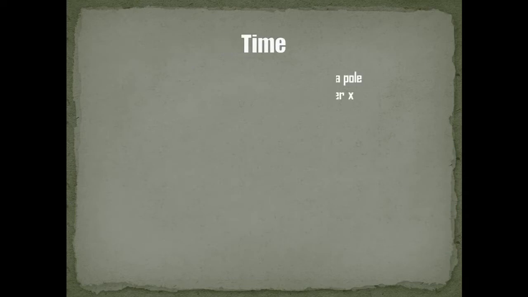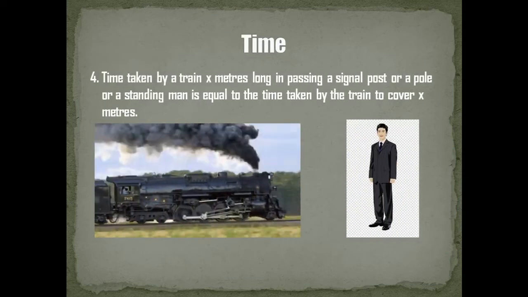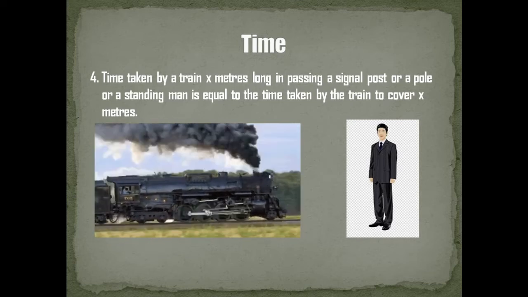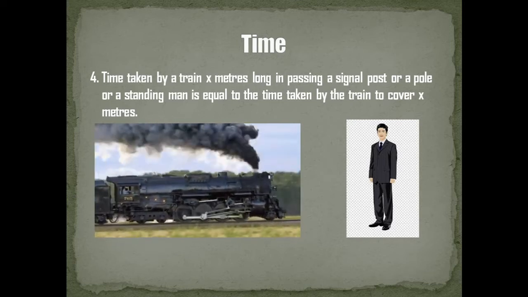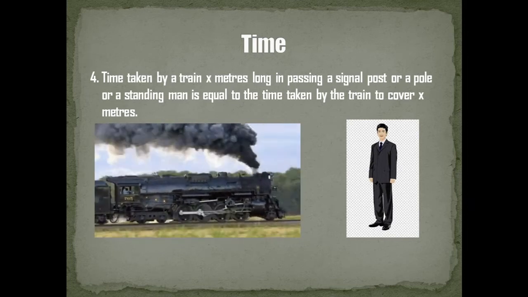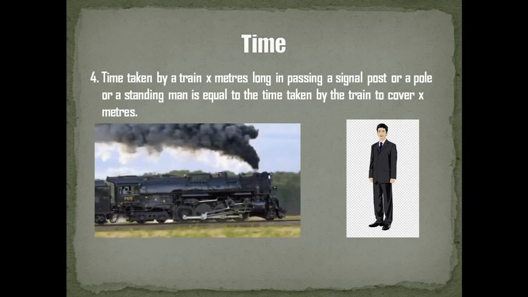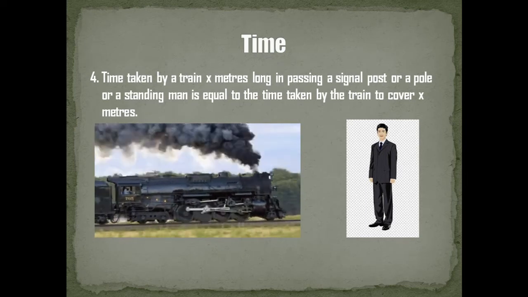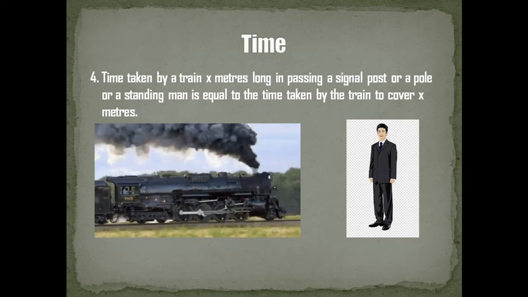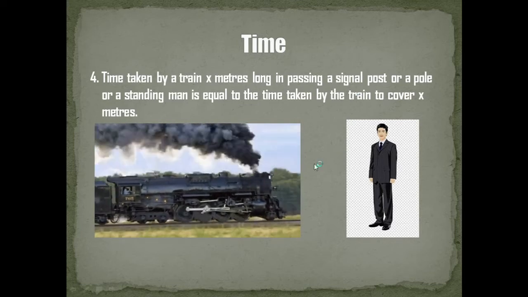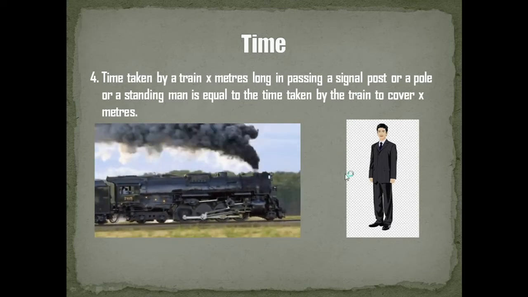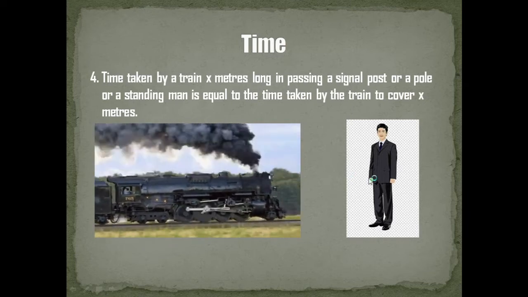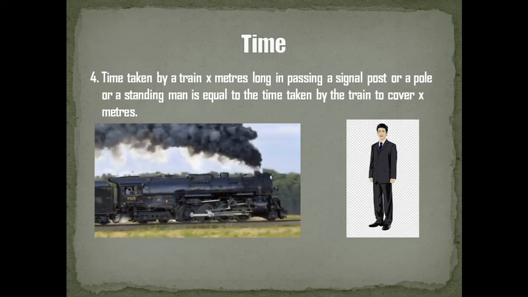Now if I consider the time, say there is a train x meters long passing a signal or a pole or a man standing there, the time taken is equal to the time taken by the train to cover x meters. If there is a man standing in front of a train and the train has to pass him, it will take the same time, because the man or a pole or a signal post does not have any length. So the time taken remains the same as for x meters.